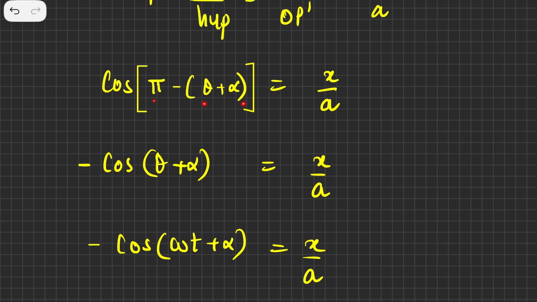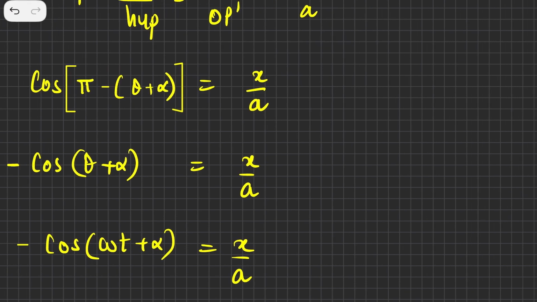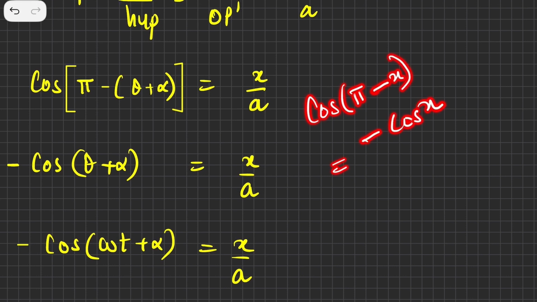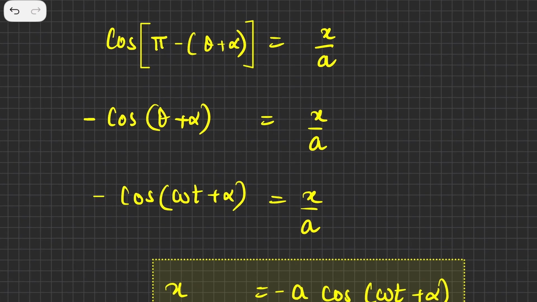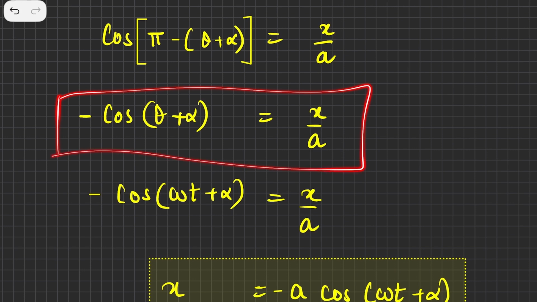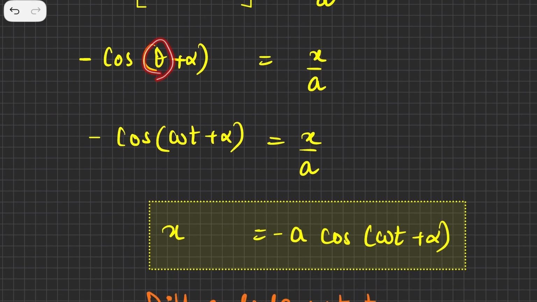Now cos of pi minus theta plus alpha is nothing but minus cos of theta plus alpha. This comes under trigonometry formulas, that cos of pi minus x is equal to minus cos x. In case you are not familiar with this, try to read some books on trigonometry and changing the angles. Then theta is replaced by omega t, so I have replaced that. I want x, so I'll take this a to the other side, so it will be minus a cos omega t plus alpha, and x is as it is.